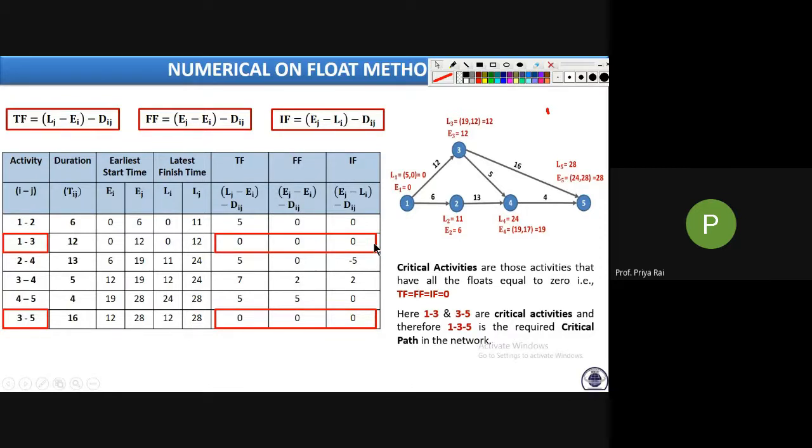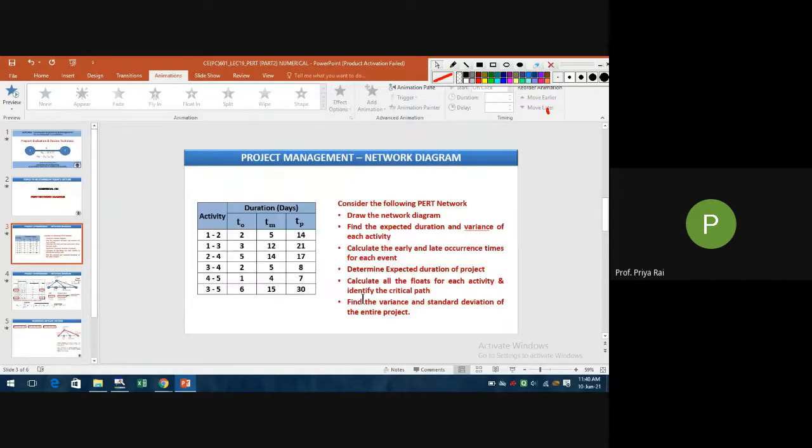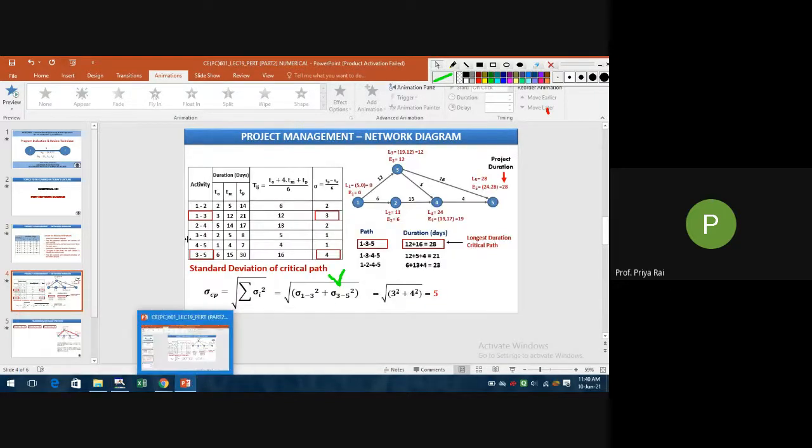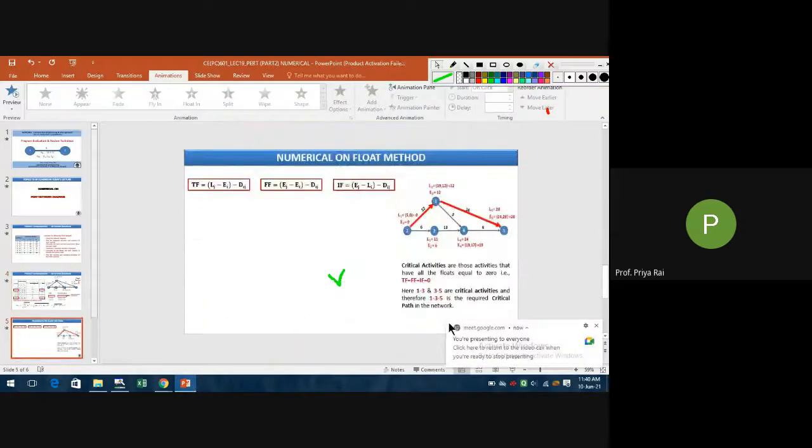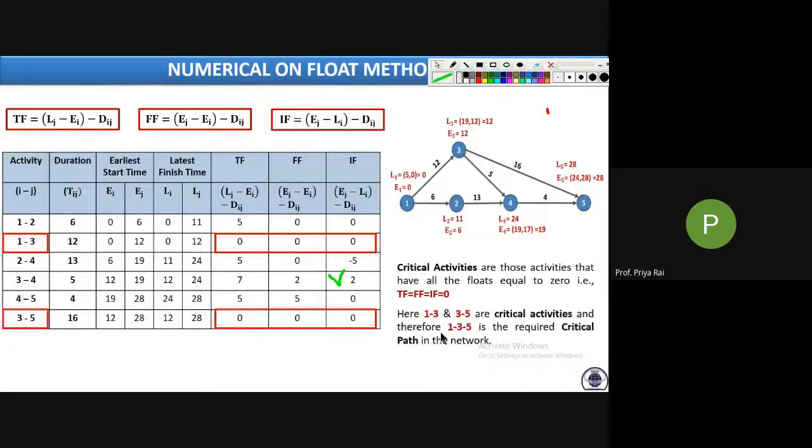Clear? So our second last question is also completed: identify the floats of each activity and, with the help of the float method, calculate the critical path. Okay. So our final path will be this and this. So this is our critical path.